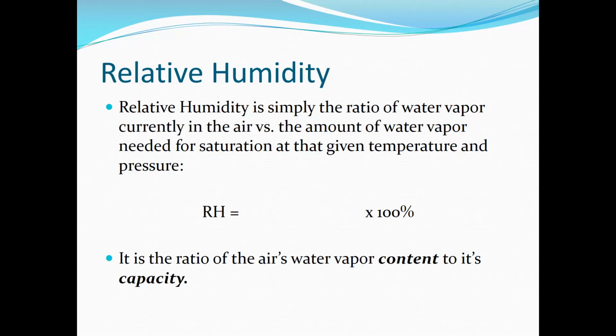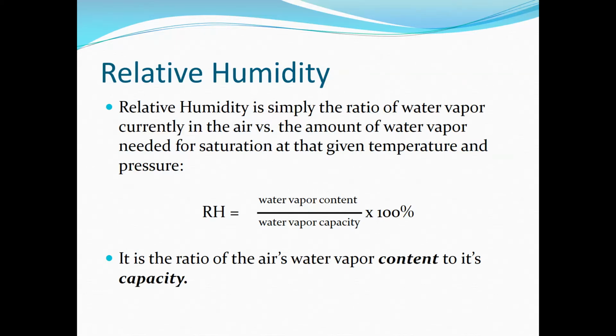So first, let's talk about what relative humidity is. So relative humidity is simply a ratio of water vapor currently in the air versus the amount of water vapor needed for saturation. It's content divided by capacity. It's simply water vapor content divided by water vapor capacity. And that gives you some kind of decimal number. And to convert that to a percentage, you just multiply it by 100%. And that gives you the relative humidity of the atmosphere.